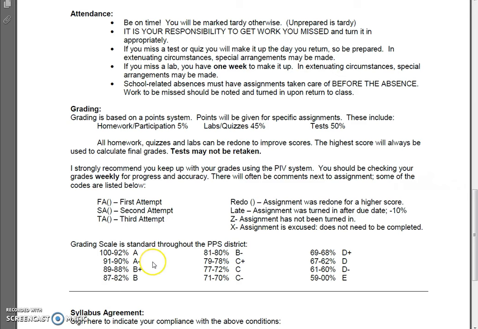Finally, the grading scale for Portage. This is the same for each one of your classes. Nothing really that we need to worry about there.